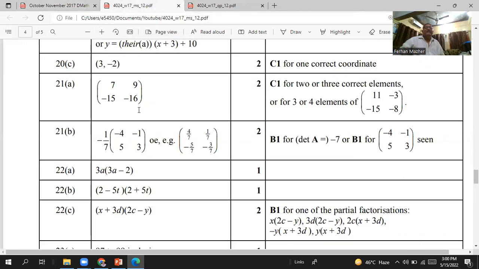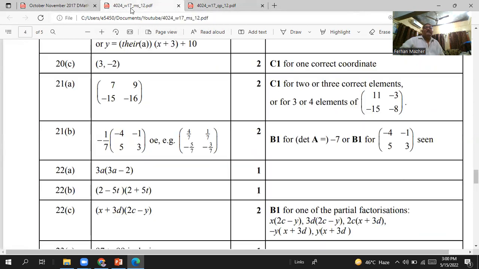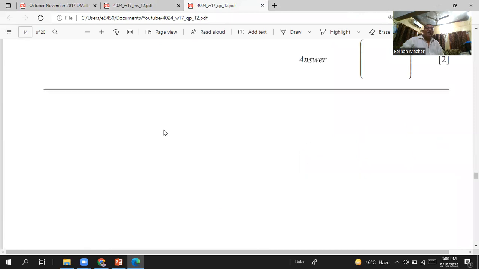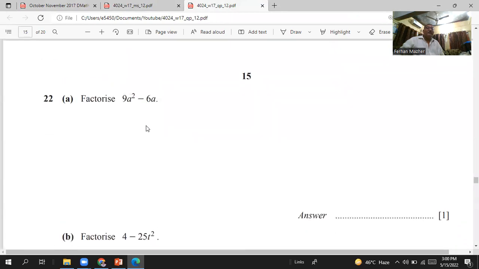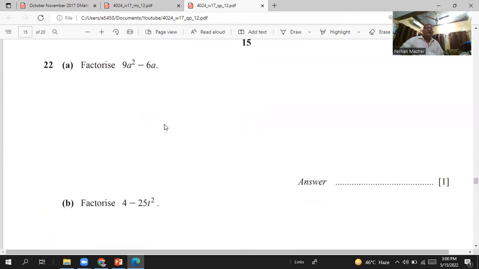So let's check from the marking scheme, and I think our answers are right. Yes, sir, they are right. So we are good with question number 21. Okay, so the next question coming up. We are on question number 22.